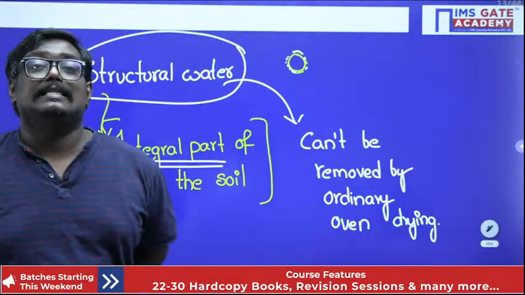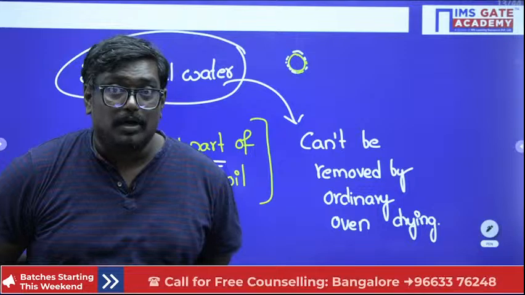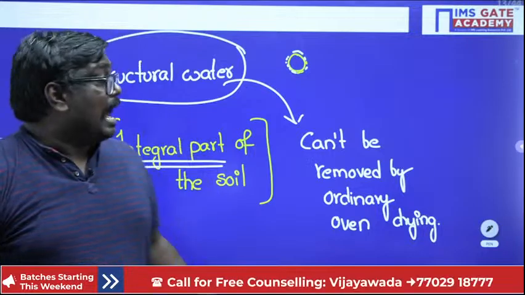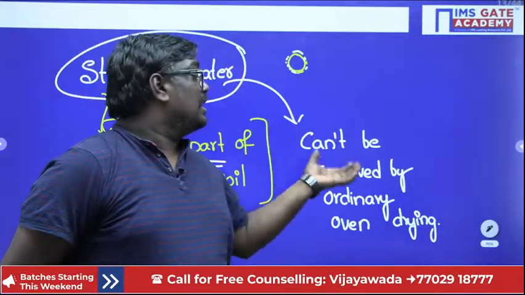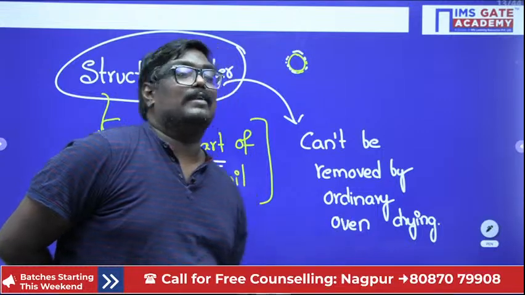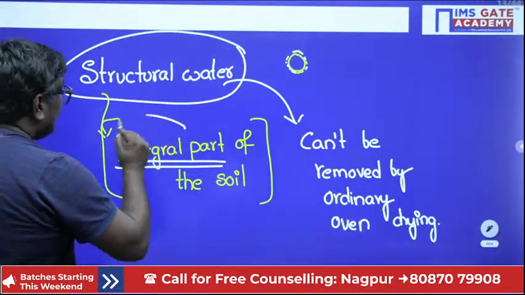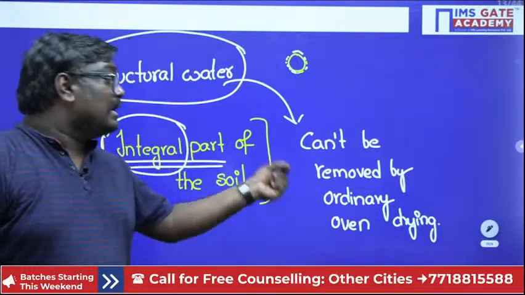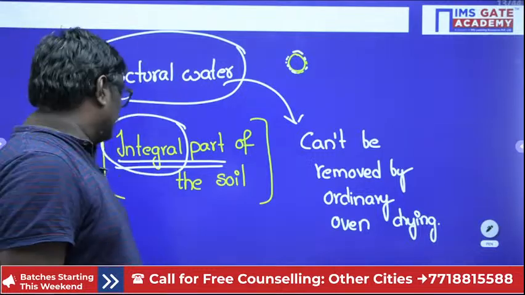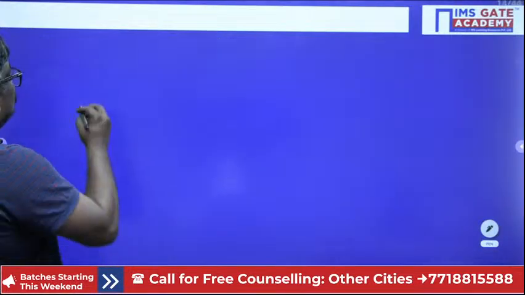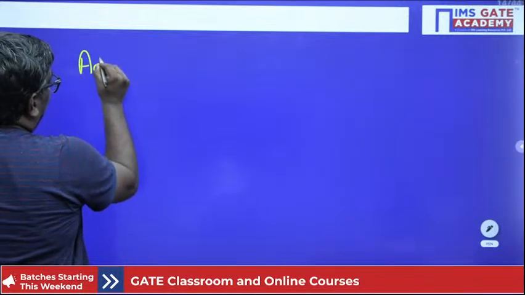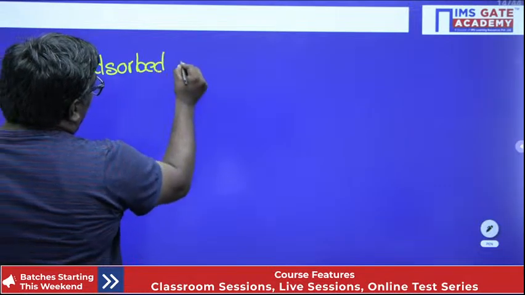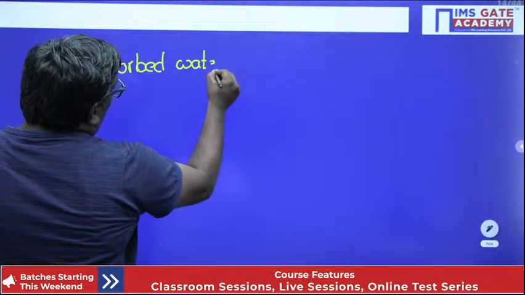The water exists in three forms. One is the structural water, another one is the adsorbed water, and another one is the capillarity water. And remember, this structural water cannot be removed by ordinary oven drying because it is an integral part of the soil. And next one we have is the adsorbed water.